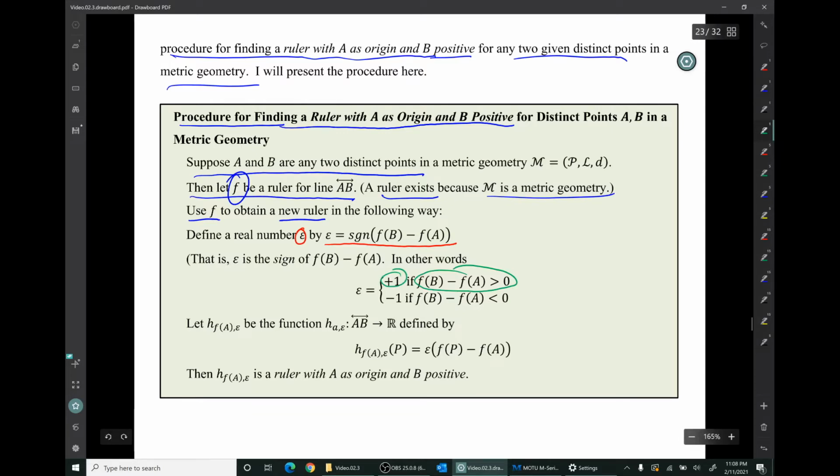On the other hand, if f of b minus f of a is less than 0, that is, if it's negative, then its sign is negative 1. Now we're going to define a function. That's going to be its symbol.